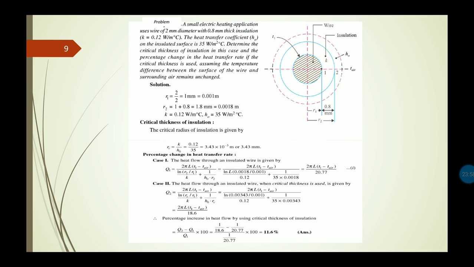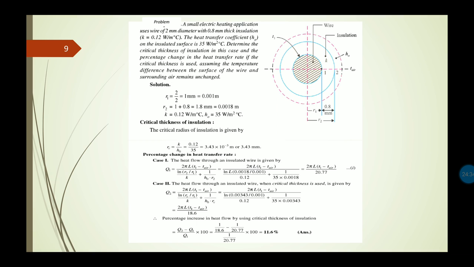for case 1, the heat flow through an insulated wire is given by the formula Q1 equals 2 pi L (T1 minus T air) divided by ln(R2 by R1) divided by K plus 1 by H naught R2. Putting the values given in the question, we get Q1, the heat flow for the insulated wire, as 2 pi L (T1 minus T air) divided by 20.77.